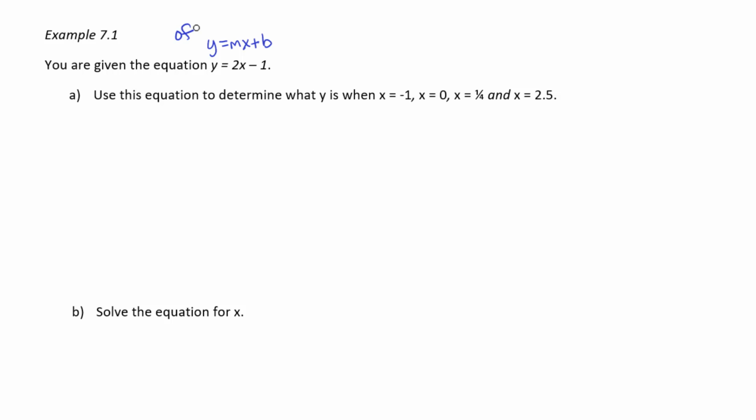So we could observe that the equation we're looking at is of the form y equals mx plus b. And there are all kinds of implications to that, but we actually have a whole other section dealing with those implications. So let's just stick with using this as an equation of two variables. Part A says use this equation to determine what y is when x equals -1, when x equals 0, when x equals 1/4, and when x equals 2.5.